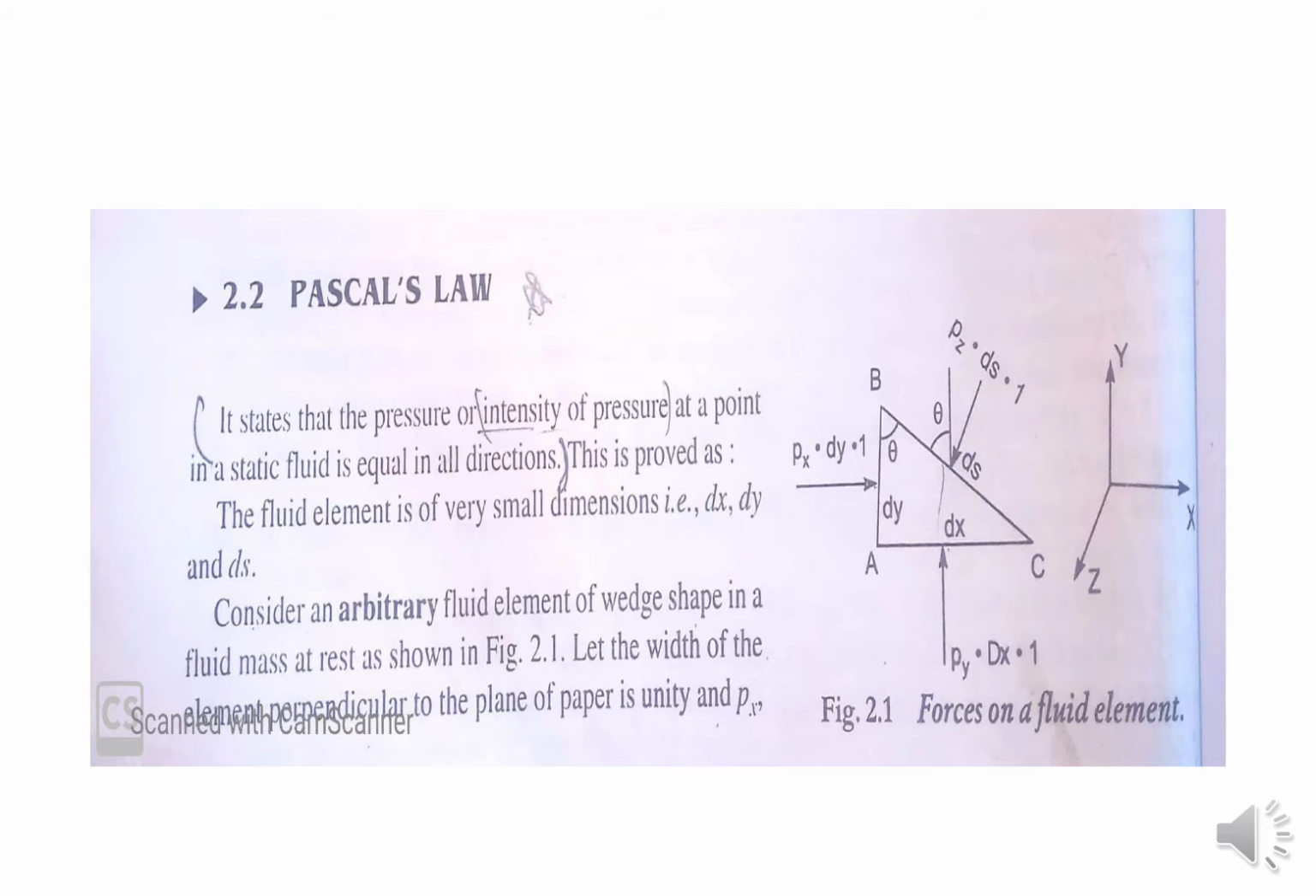And one more thing is, angle between ABC is theta. So sin theta is equal to what? Opposite by hypotenuse. So sin theta is AC by BC, so dx by ds. Dx by ds is sin theta. Cos theta is dy by ds. So these are important things you note down now only.